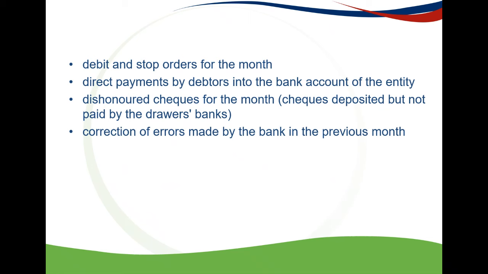Also, you will see correction of errors made by the bank in the previous month. So when the bank previously recorded something incorrectly on your bank statement, and you have brought it in on your bank reconciliation statement in the previous month, they will now on the current month's bank statement do the correction. So you will then be able to confirm what you have previously written in your bank reconciliation statement. You will then confirm that entry has now been made on the bank statement, and therefore that error has now been corrected.